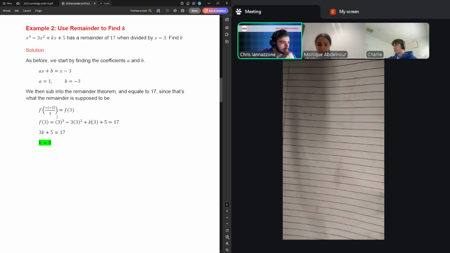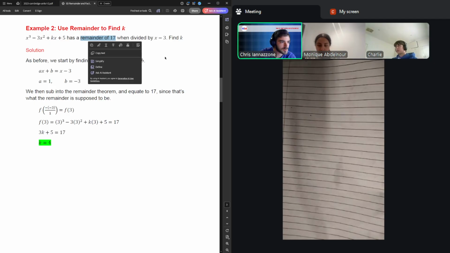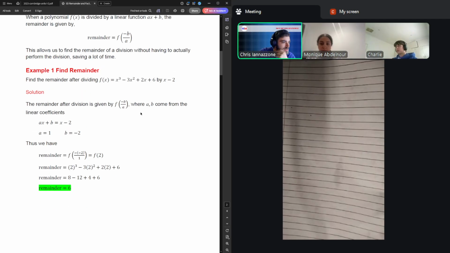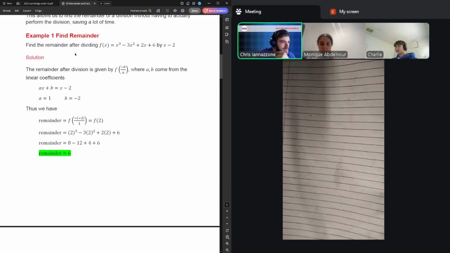Now, here's the other thing. In the previous example, we just subbed it in, and then whatever we got at the end was our answer. Because we have k involved, we do actually have to figure out what's going to go on the other side of our equal sign. That's going to be where the remainder information comes from. We're told the result already is going to be 17. Whereas in the previous example over here, we weren't told anything about that. We had to find the remainder.